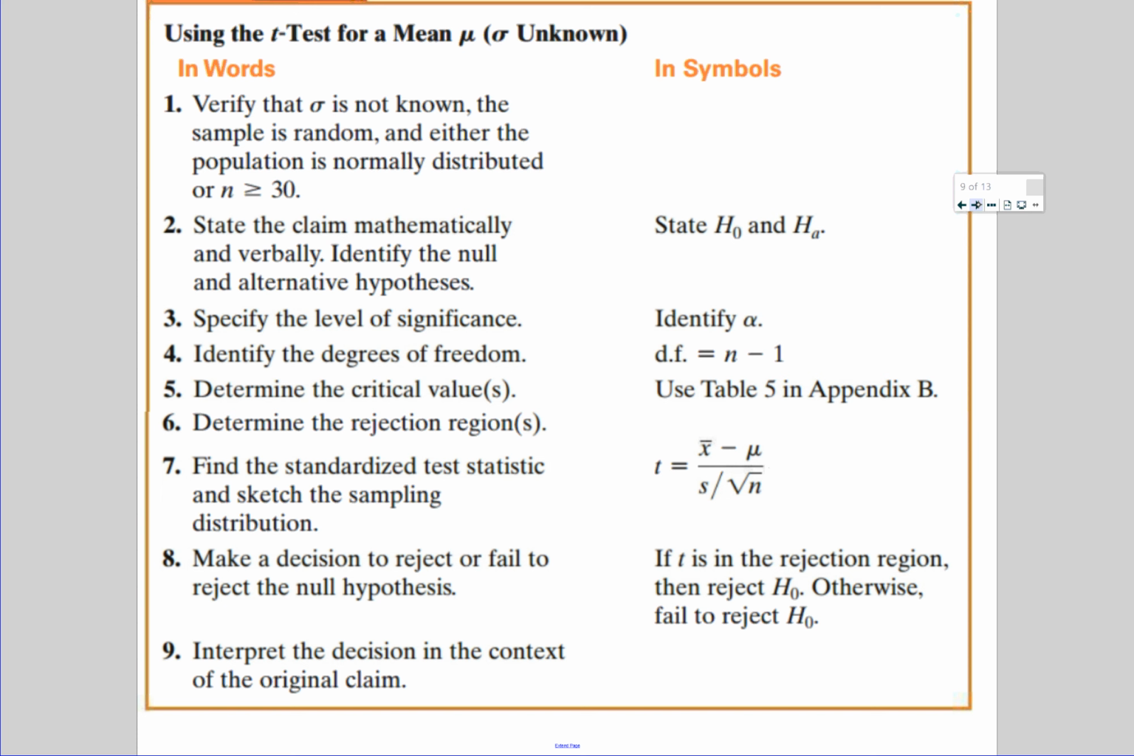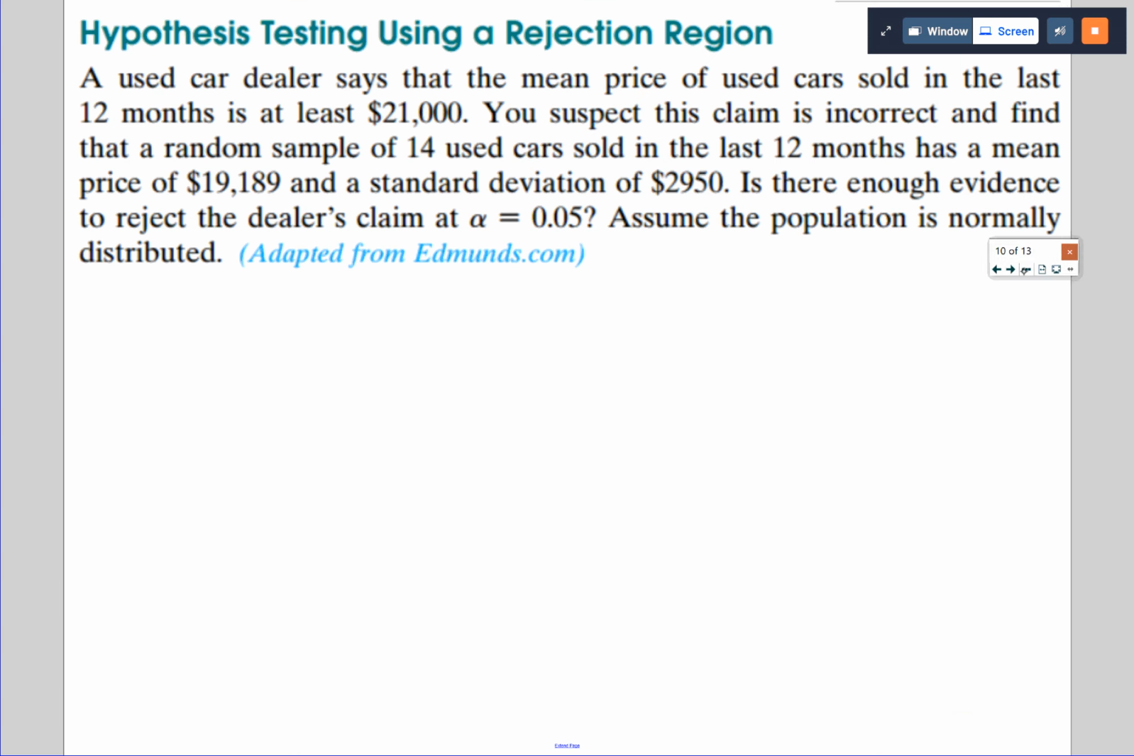We'll calculate t. We'll figure out if it's in the rejection region or not. If it's in the rejection region, we reject. If it's not in the rejection region, we don't reject. And then we're going to summarize same as before. All right, so we're going to do this one together.